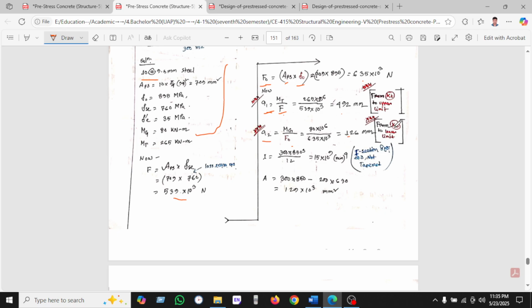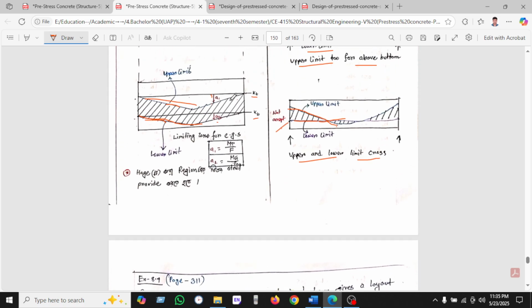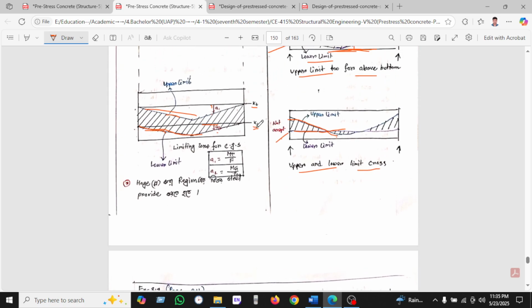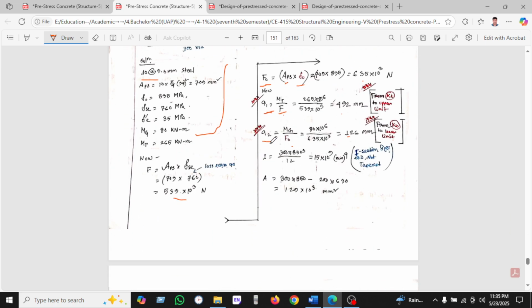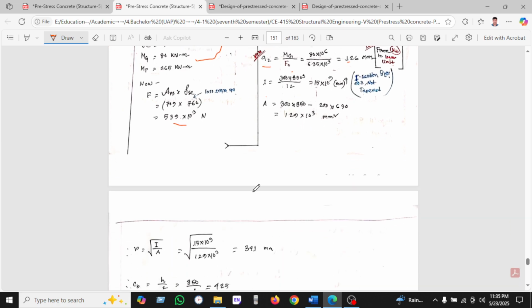And R2 is Mg girder divided by F naught, and found this value. F2 is from the bottom kern to the lower limit. This is the bottom kern. We can see this Kb means bottom kern to the lower limit. This distance is very important, and moment of inertia has been found, and area we also found.